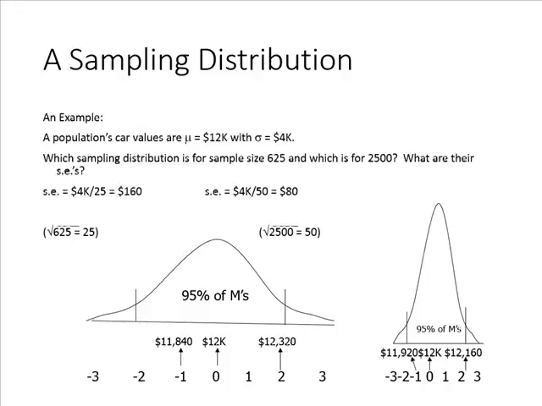And if we did the math, right, the square root of 625 is 25. $4,000 divided by 25 is 160. Versus doing the square root of 2,500, 4,000 divided by 50. Right? We can see that this peak is going to get smaller, and the distribution of our sample means should get narrower as well. Okay?